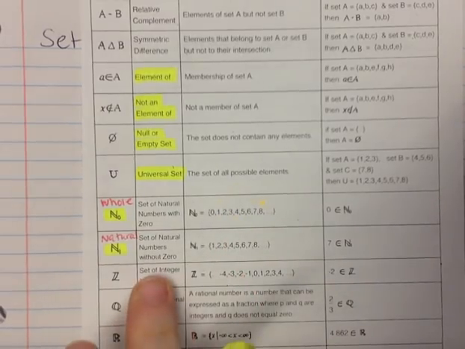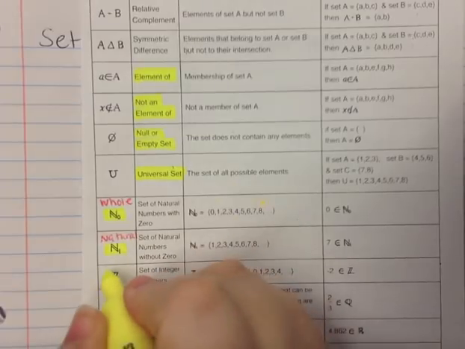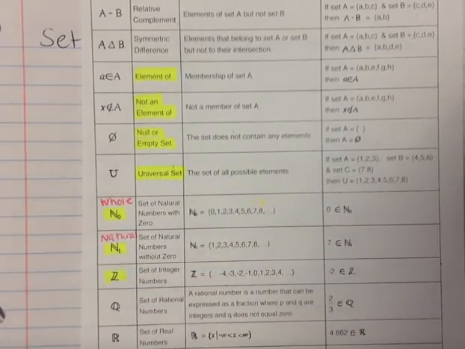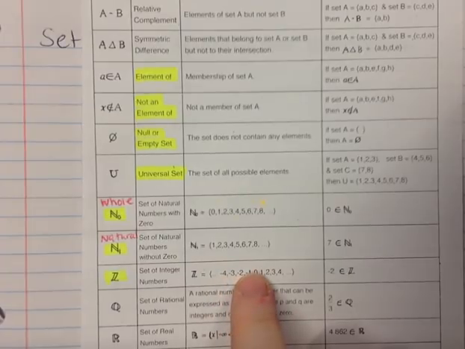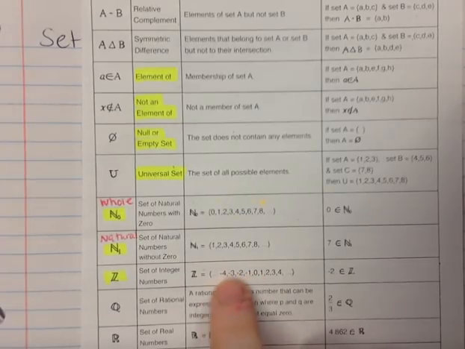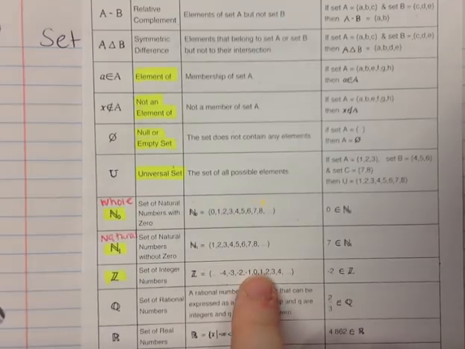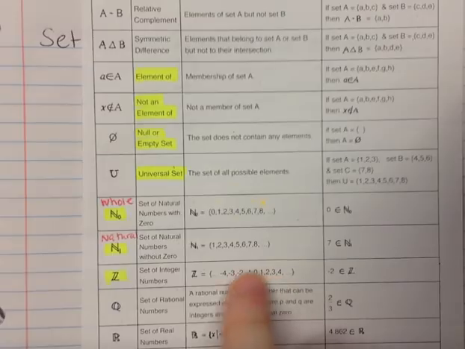The next one is the set of integers. So this fancy Z is your integers. These are all positives and negatives and 0. This does not include decimals or fractions. It's all of your counting numbers plus the negatives of them and your 0. So all of your whole numbers and the negatives.